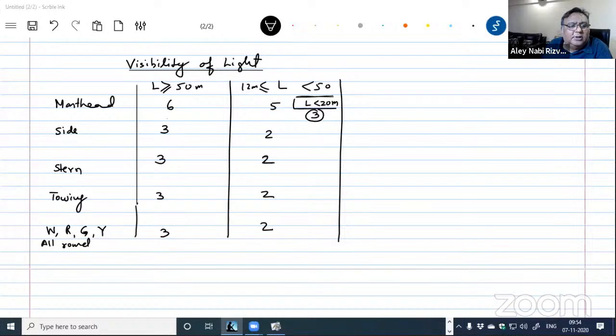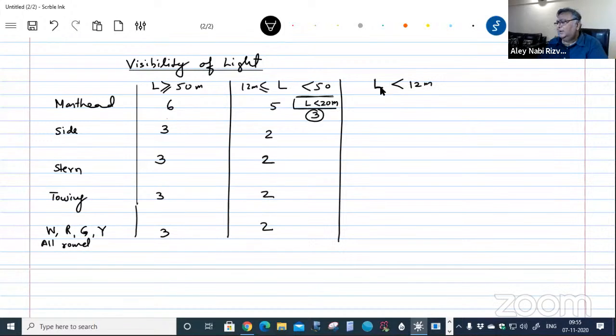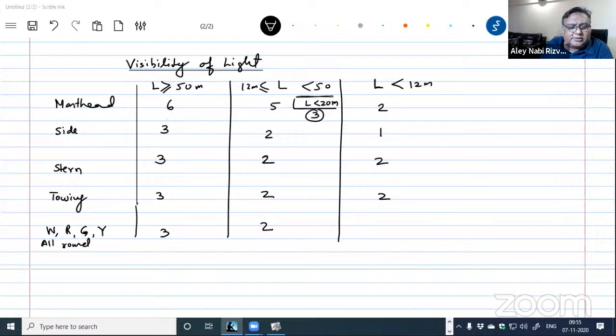Now we have another category where the length is less than 12 meter. In that case, obviously this is 2 mile, and the rest: side light is 1, stern light again 2, towing light 2, and all round lights, that is also 2.